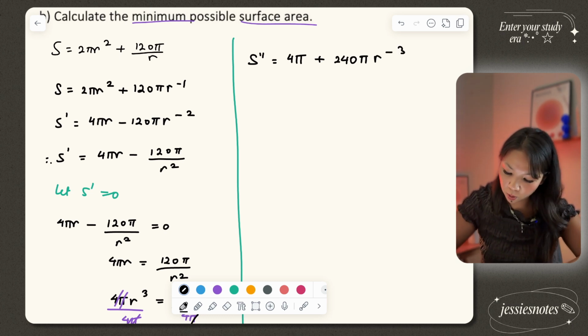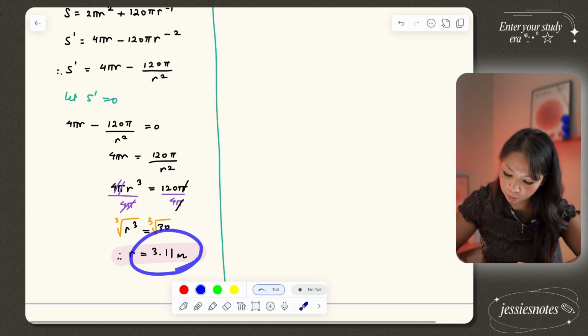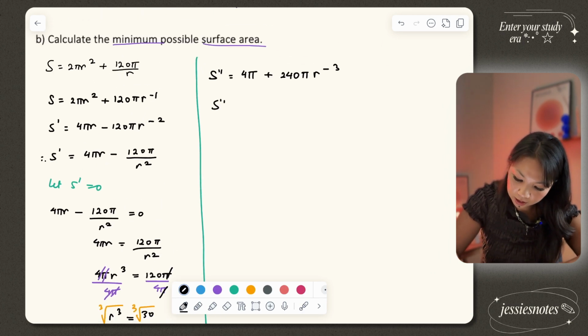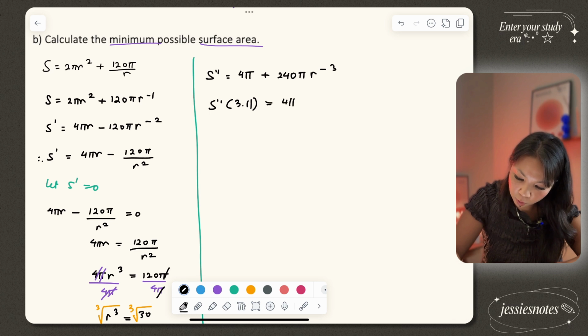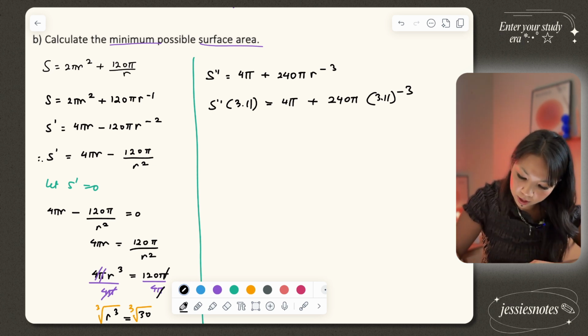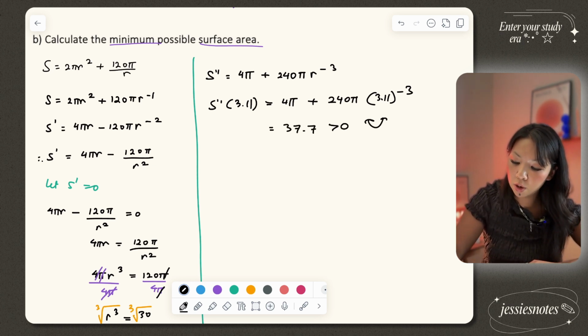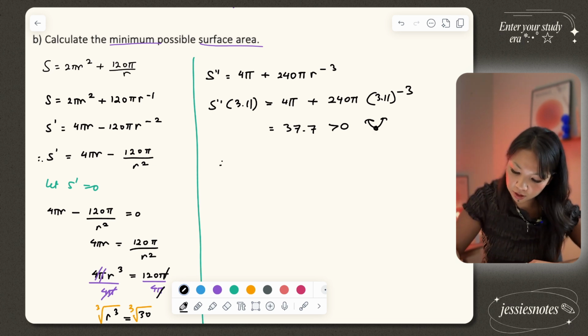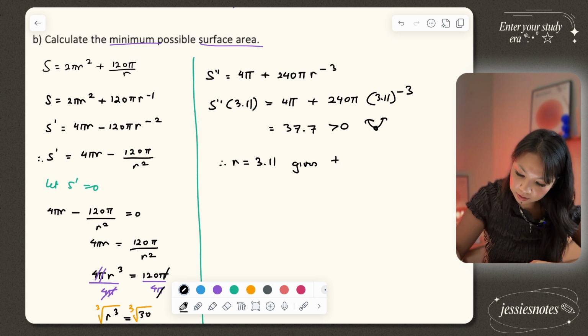Cool. And then now we're going to test whether this is a min or max. So if I plug in 3.11 into here, we get 4 pi plus 240 pi times 3.11 to the power of negative 3. We are going to get 37.7, which is greater than 0, which is a minimum. So therefore we can say r equals 3.11 gives the min surface area.